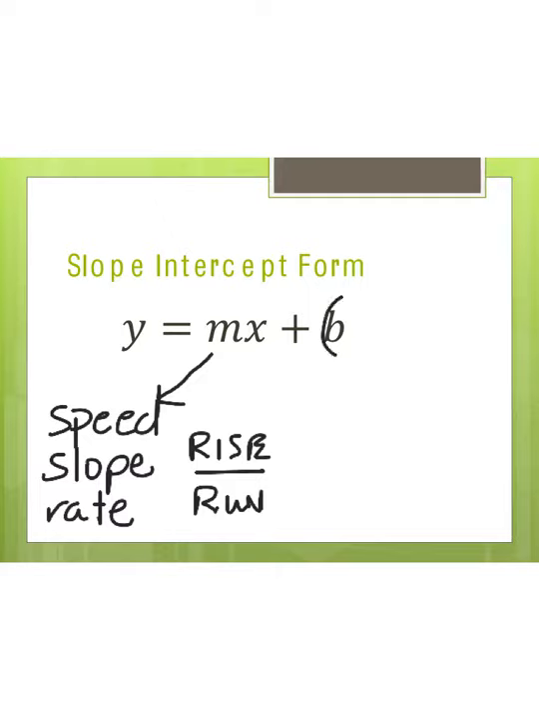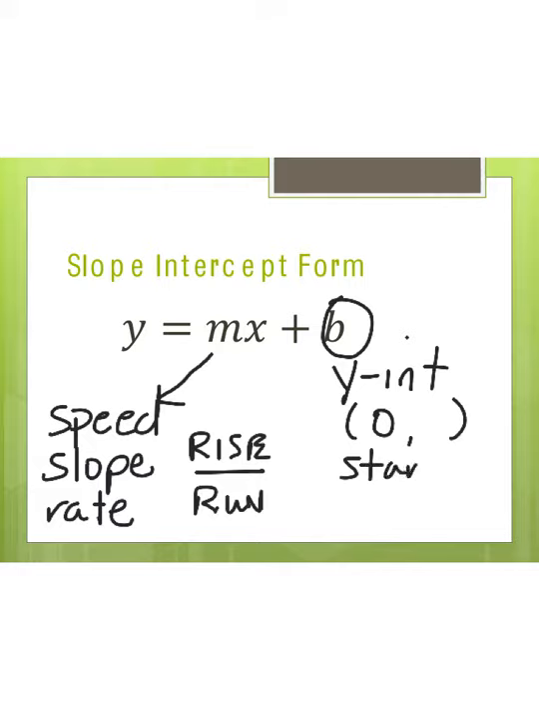The b is always the y-intercept, and that's where it crosses the y-axis. So x is always 0 for the y-intercept no matter what the function. And then often the b in a word situation is the starting amount, how much they started with. It might also include day 0 or figure 0.